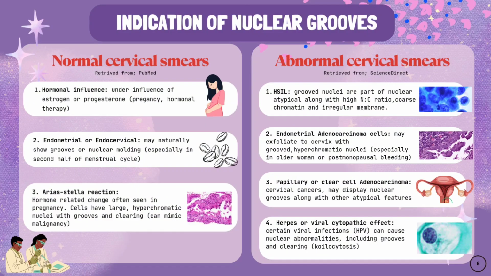Endometrial and endocervical cells can also show this, especially in the second half of the menstrual cycle. Another important benign cause is the Arias-Stella reaction, which is a hormone-related change often seen in pregnancy. These cells typically have large, hyperchromatic nuclei with a groove and clearing, which may even mimic a malignancy, but they are actually non-cancerous.